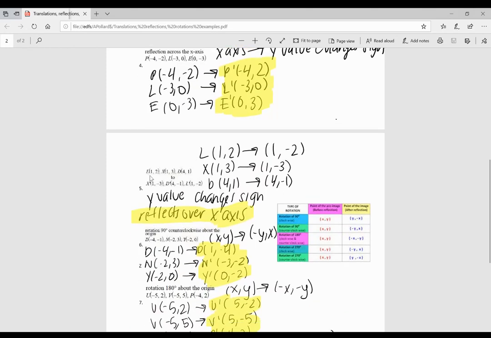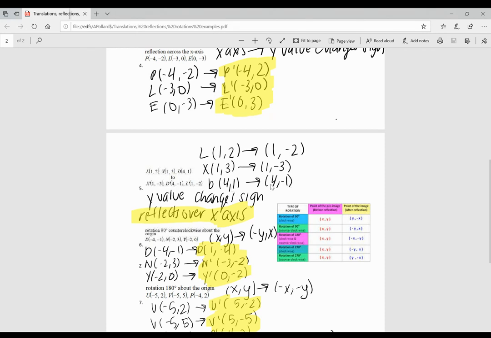Now this type of question would be one when we're doing, does it reflect over the x-axis or y-axis? And it's specific on your review. So what you want to do is line up the ones that go together. So we have L and L, so I put them with each other. We have X and X, so I put those with each other, and D and D, and I put them together.